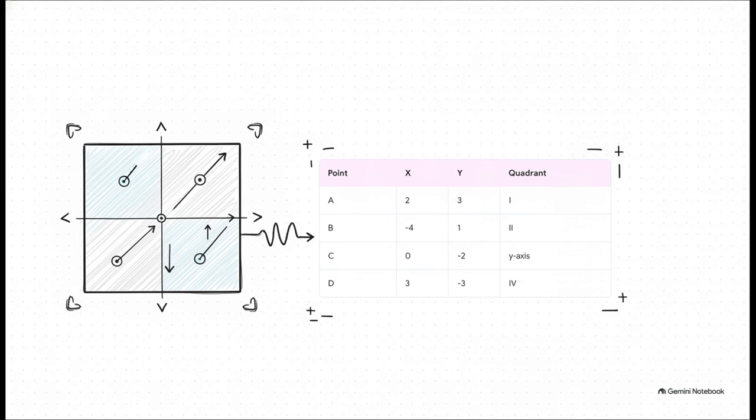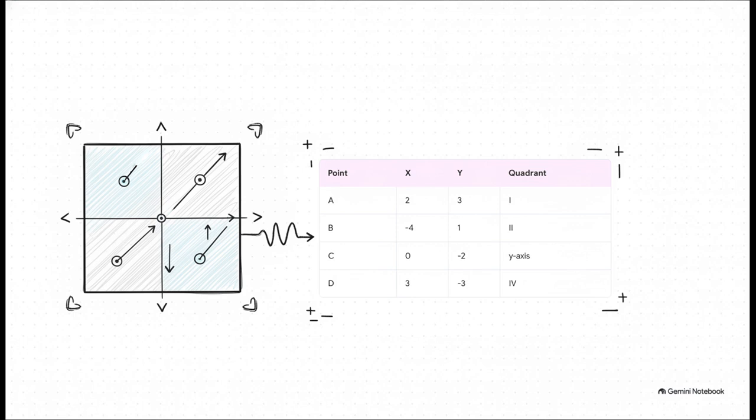So let's test that out with a quick formative assessment from the lesson plan just to ensure the mechanics are crystal clear. You gotta think about starting right at that center origin every single time. Take point A. The x-coordinate is 2 and the y-coordinate is 3. That means you start at the center, walk 2 steps to the right and 3 steps up. Boom, you land squarely in the upper right, which is quadrant 1.